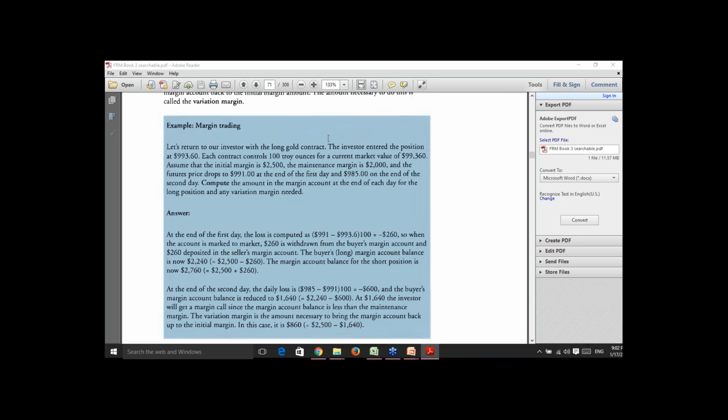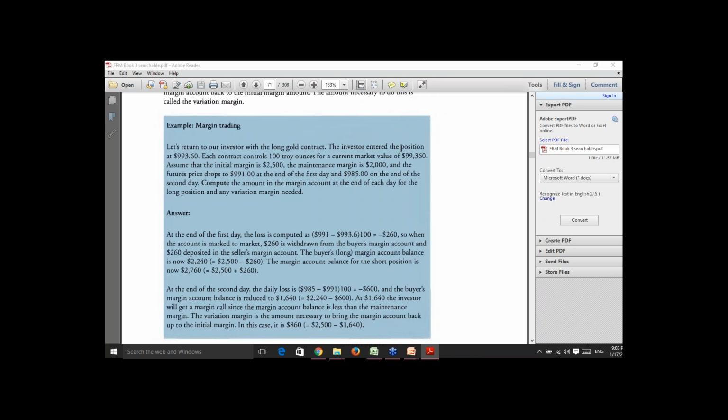So from this margin trading example, we would be able to understand the concept of initial margin, the maintenance margin, and the variation margin. Normally I have told you already that the initial margin can be given in terms of percentage or can be given as an absolute figure. So let's take this example. Let's return to our investors with the long gold contract.